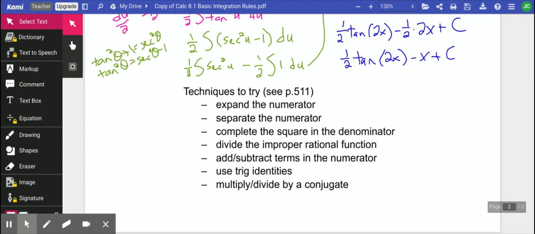Adding or subtracting terms in the numerator. Remember the problem where we added an e to the x and then subtracted it. Trig identities, we just saw an example using that. Or multiplying or dividing by a conjugate. That is also a really common thing, and maybe check out the book for that. So, like I said, nothing new as far as integration techniques. It's just using some of our algebra to manipulate these into forms that we can integrate.